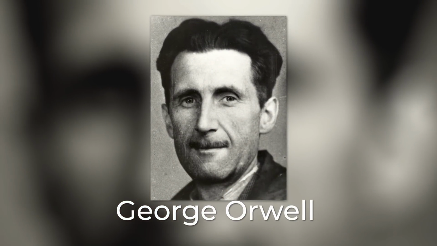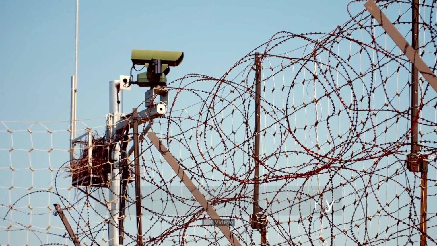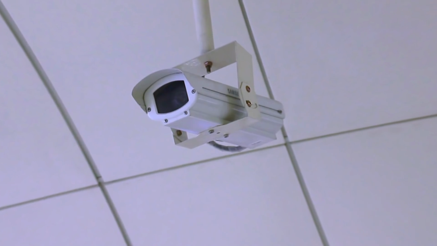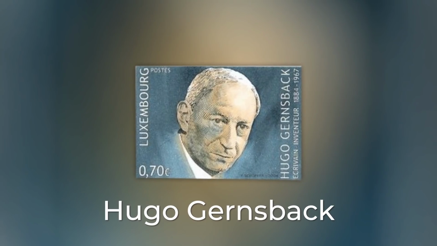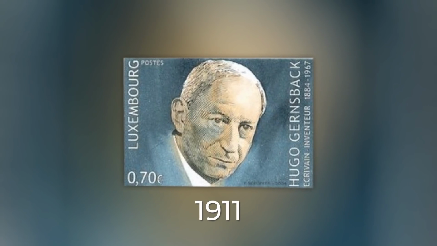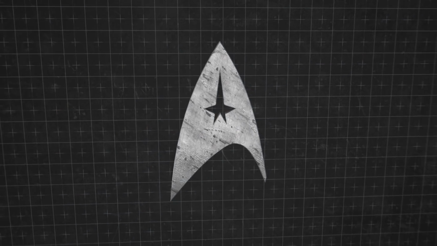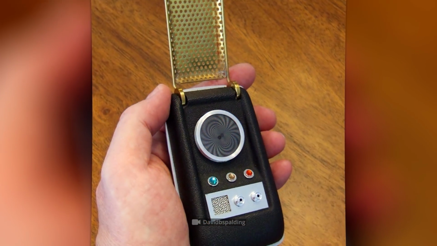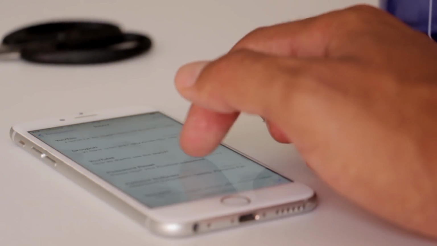George Orwell, for example, in the mid-20th century, accurately predicted the mass appearance of surveillance cameras in the novel 1984. Hugo Gernsback, in the distant year of 1911, predicted a solar battery. And in the same Star Trek, for the first time, viewers saw handheld communicators, which today we know as mobile phones.